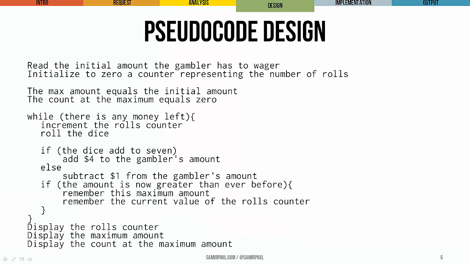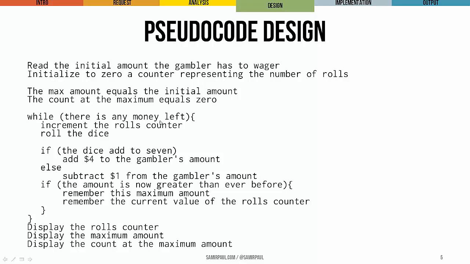Here, you can see some pseudocode for this program. We start by asking the user how much they have in order to gamble. We create a counter representing the number of rolls overall. We also create a variable called max, maybe, that holds the initial amount, because at the start of the program, that's the most money we have, and the count at the maximum, which means the number of rolls at the current maximum, which will start as 0, because we start having taken 0 rolls.